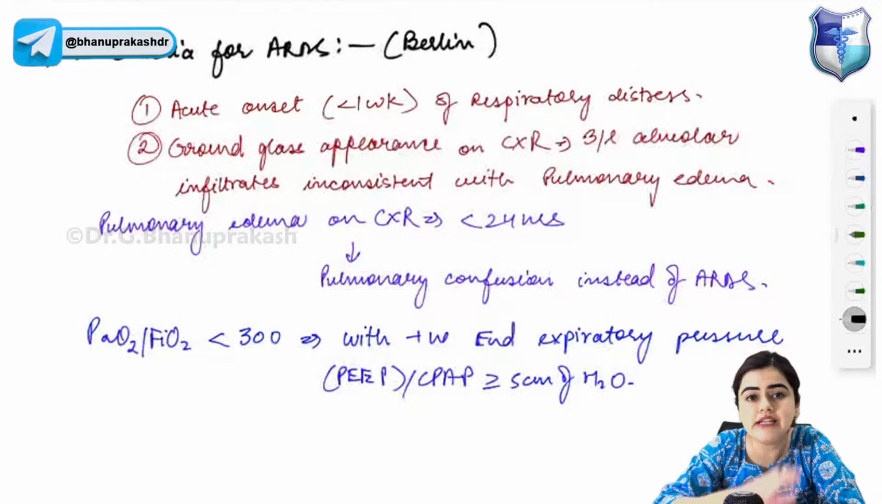There is the Berlin criteria for diagnosis of ARDS. Acute onset.